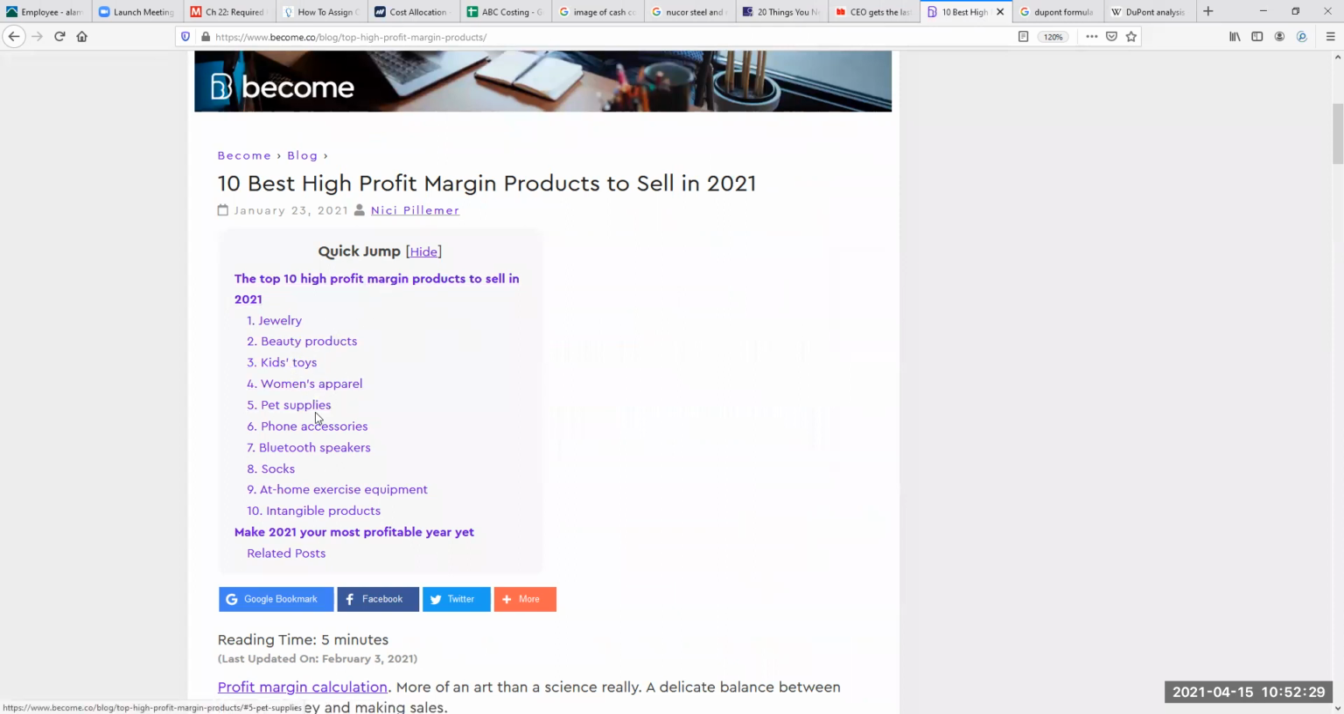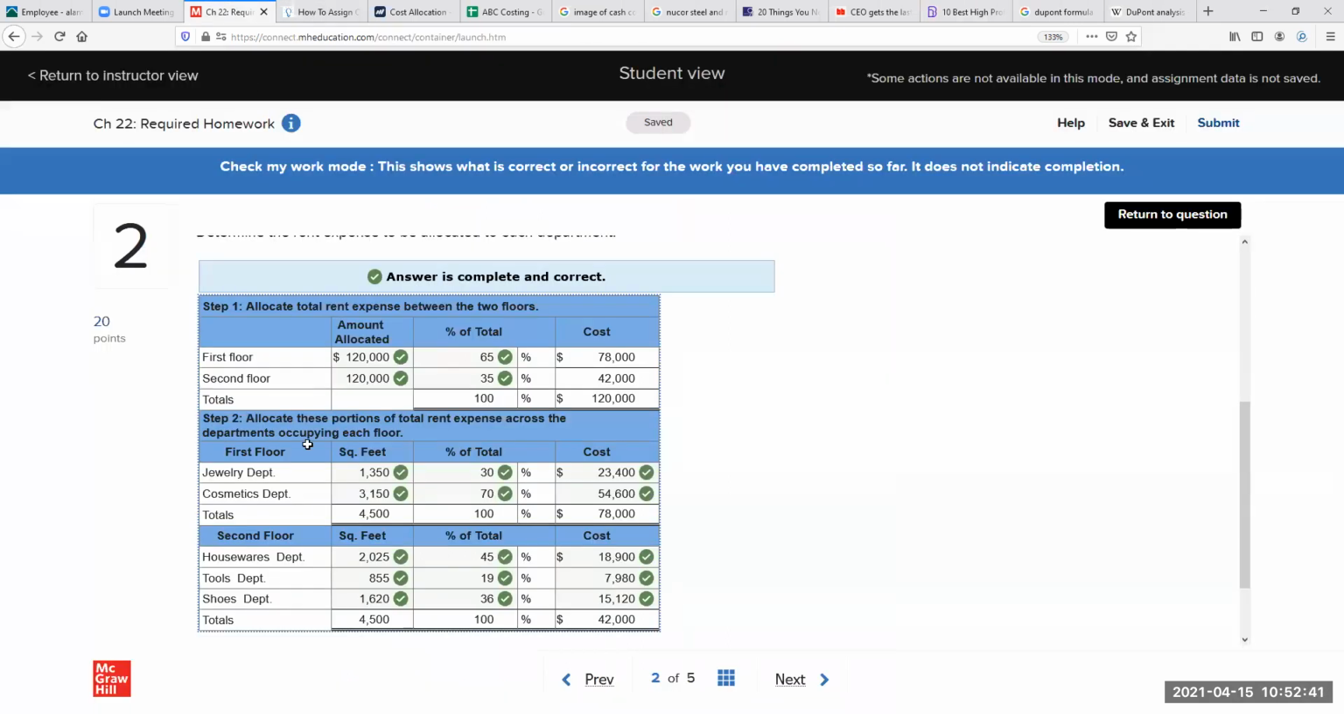Kids' toys, women's apparel, pet supplies. Oh my God, pets have increased greatly since the COVID. Phone accessories, Bluetooth speakers, socks, at-home exercise equipment. Intangibles, not sure what that is. So anyway, it's not surprising they put jewelry and cosmetics on the first floor, and maybe these items are less profitable. All right. Okay. So let's try the next one.